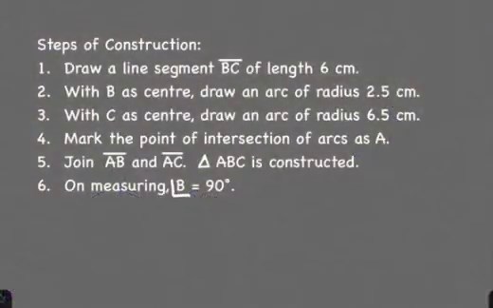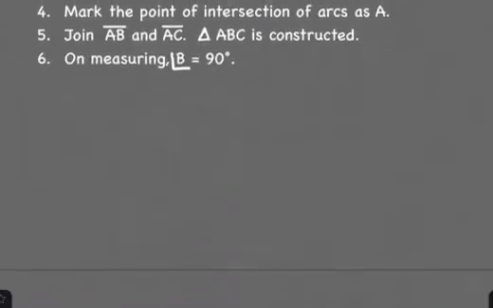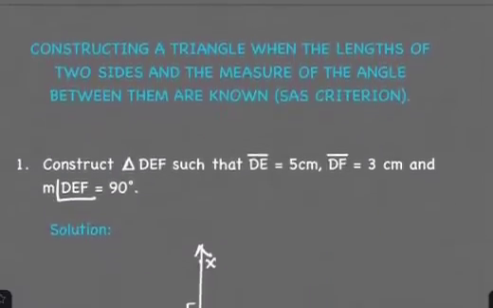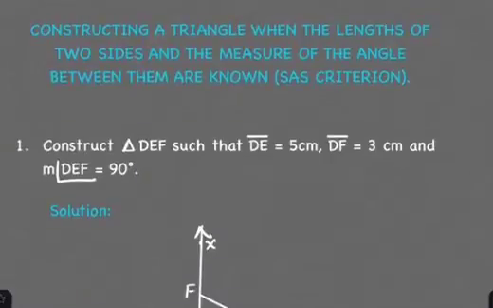Now children, we have listed out the steps of construction, whatever we did just now. We have even found out the angle B, which is 90 degrees. I hope all of you understood, children. Now this was constructing a triangle when the lengths of all three sides of a triangle are given. Moving on to the next set, which would be constructing a triangle when the lengths of two sides and the measure of an angle between them are known.